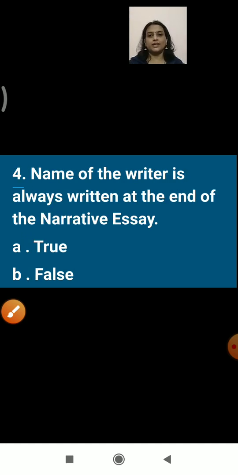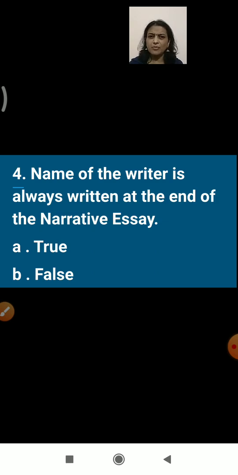Now the fourth one. Name of the writer is always written at the end of the narrative essay. Is it so? Do you remember the format of narrative essay? What do we do? Can you recollect? In the center, we write the title of the essay, okay? And then we leave a line, and then we write the paragraphs touching the margin, isn't it? And after completing each paragraph, we leave one line, isn't it? And once the last paragraph is over, yes, we are done with it.